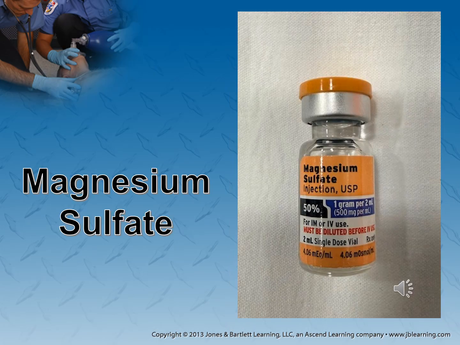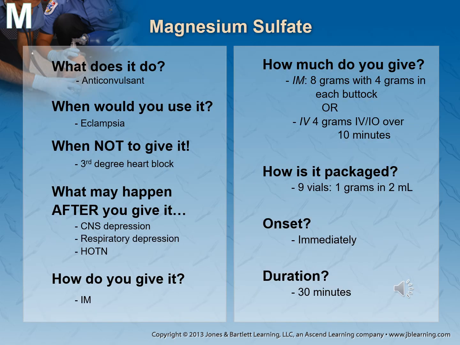Mag sulfate, again, the medication that can be used for a variety of different things in our protocol. Magnesium sulfate can be used as an anticonvulsant or anti-seizure medication for a patient who is pregnant. Usually use it when they're eclamptic. Don't give it in 3rd-degree heart block. After you give it, watch out for CNS depression, respiratory depression, or hypertension.